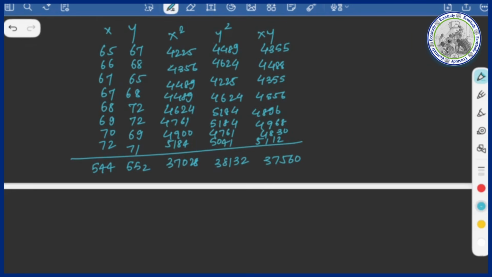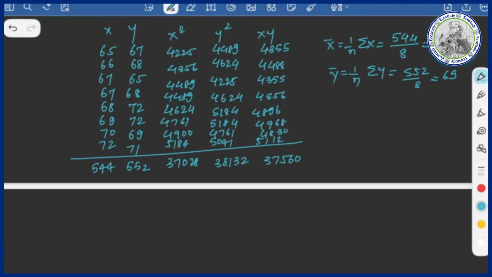Okay, now simple, calculate the x bar, that is 1 upon n sigma x, that will equal to 544 upon 8, that is equal to 68. Then calculate y bar, 1 upon n sigma y, that is 552 divided by 8, that is 69.